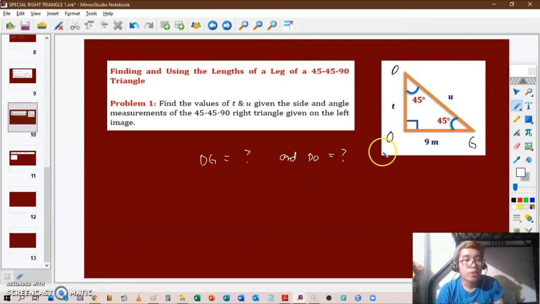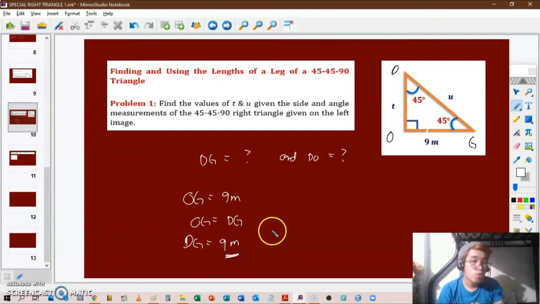So we have here the measurement of the 45, 45, 90 degree triangle. One of its sides measures 9 meters. If OG is equal to 9 meters and OG is equal to DG, since this is a 45, 45, 90 triangle and it's an isosceles triangle, therefore DG must also be equal to 9 meters. And to solve for the value of DO, or the value of U, so T is also equal to 9 meters.